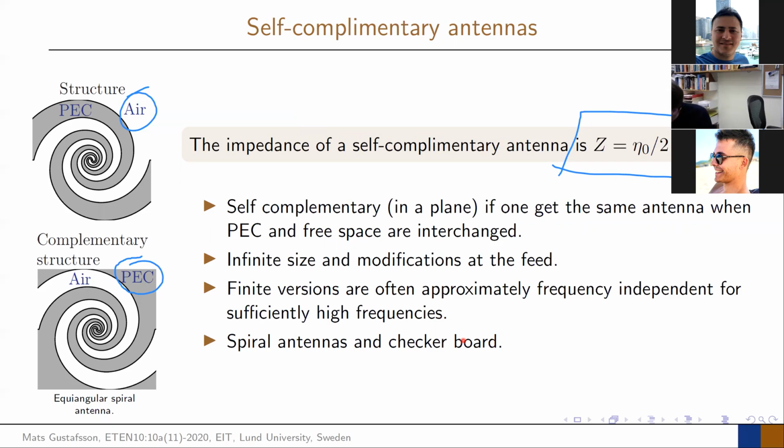So this is one of the principles that can give this. And of course, again, it has an infinite size, so there will always be a finite approximation of it. Close to the feed, you also have finite dimensions. Those will set the highest frequency and the lowest frequency that you can use. In reality, we take finite versions as approximations. And we have actually already looked at these two antennas that have this self-complementary property.